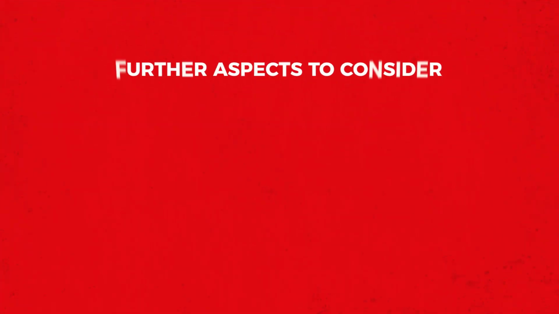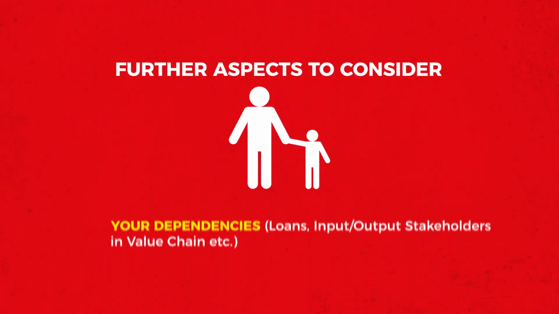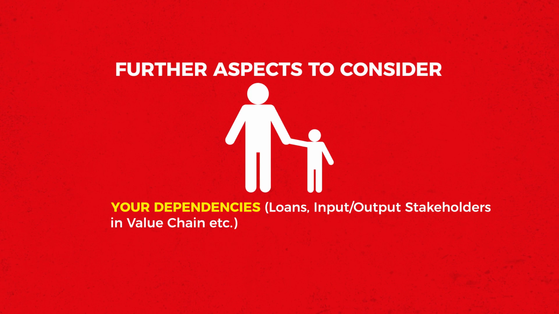The finances are very, very important, because sometimes people open up a big piece of land, but along the way they find they cannot finance it to production. So one should know, am I using my savings? Do I have cash? Am I accessing loans? All that is part of preparation. And your dependencies: are you depending on loans? Are you depending on other stakeholders? Are you working in the value chain where you have to feed, or a certain step has to feed into what you're producing?